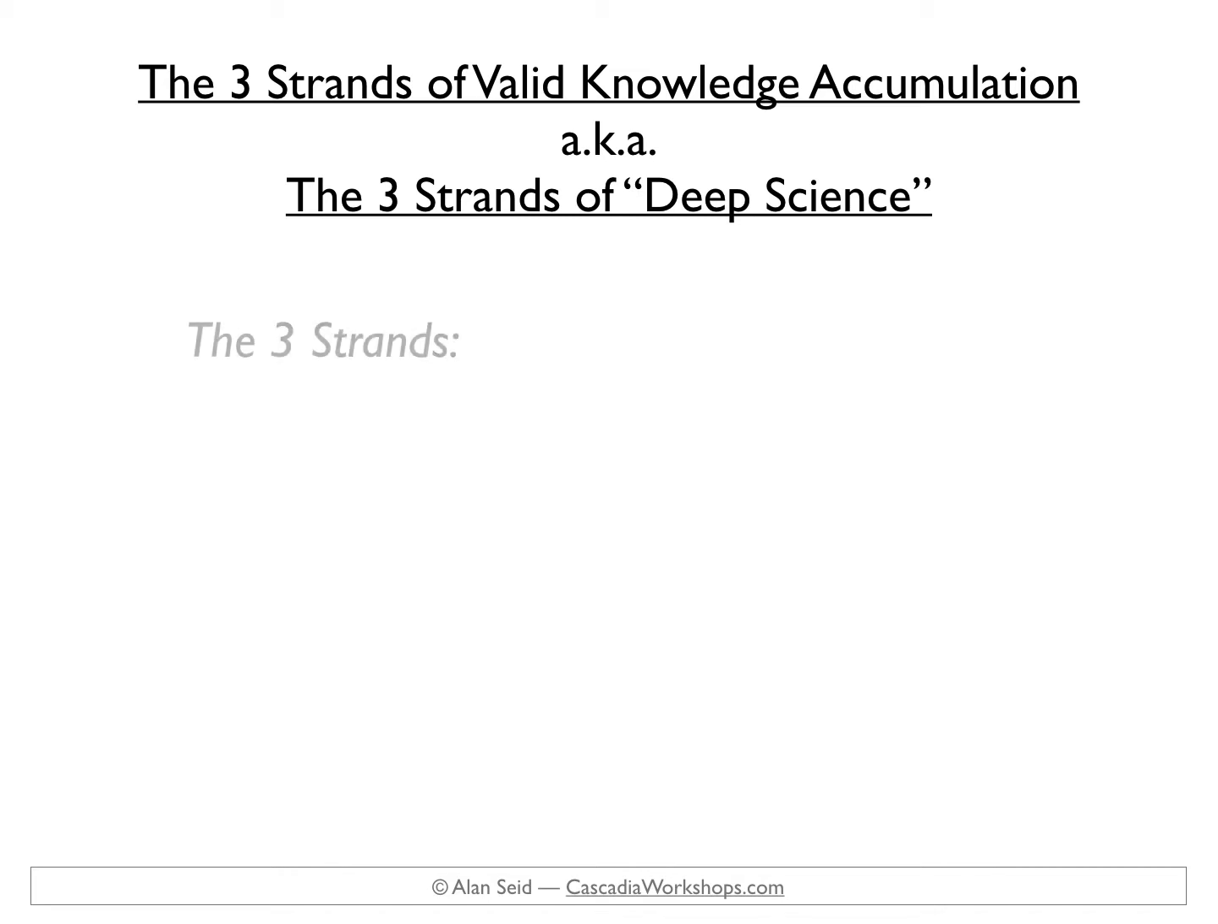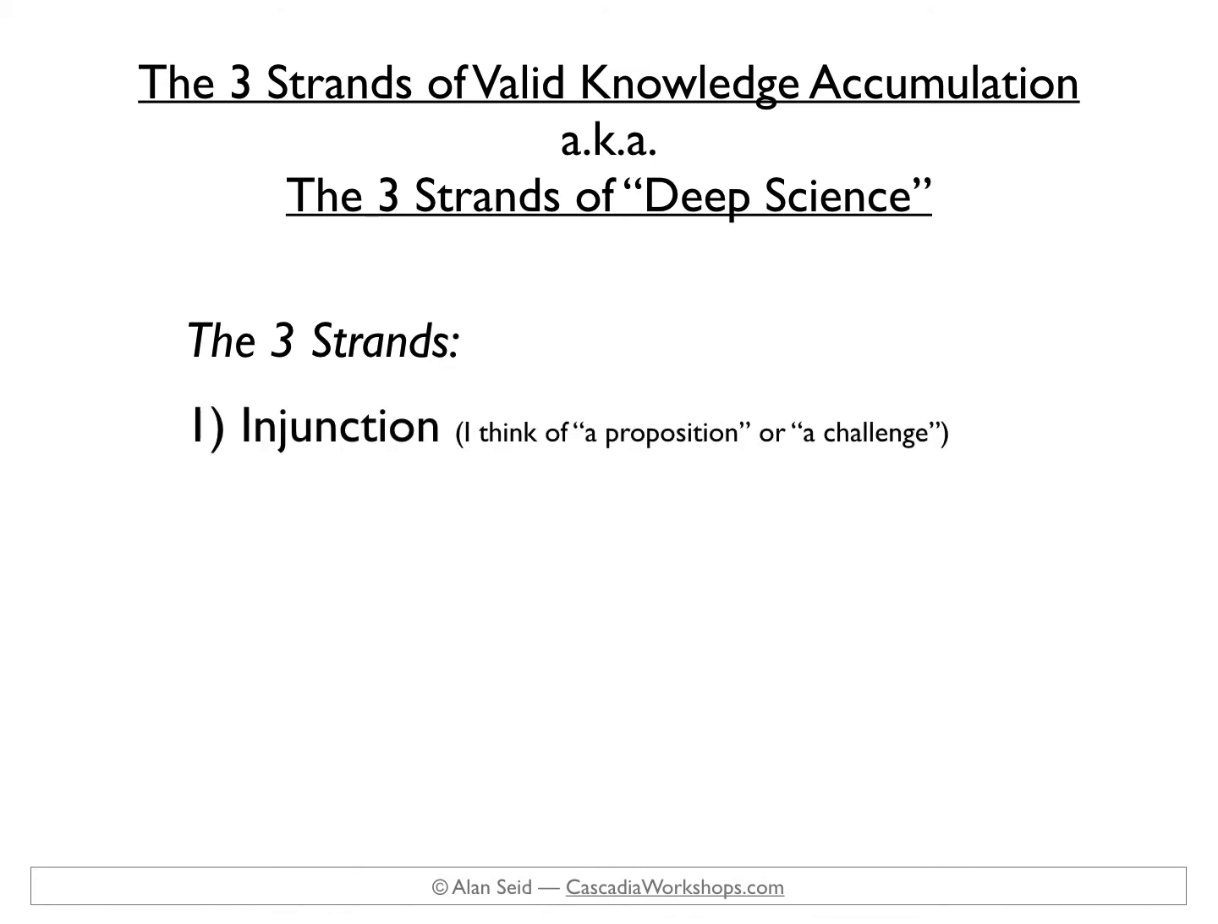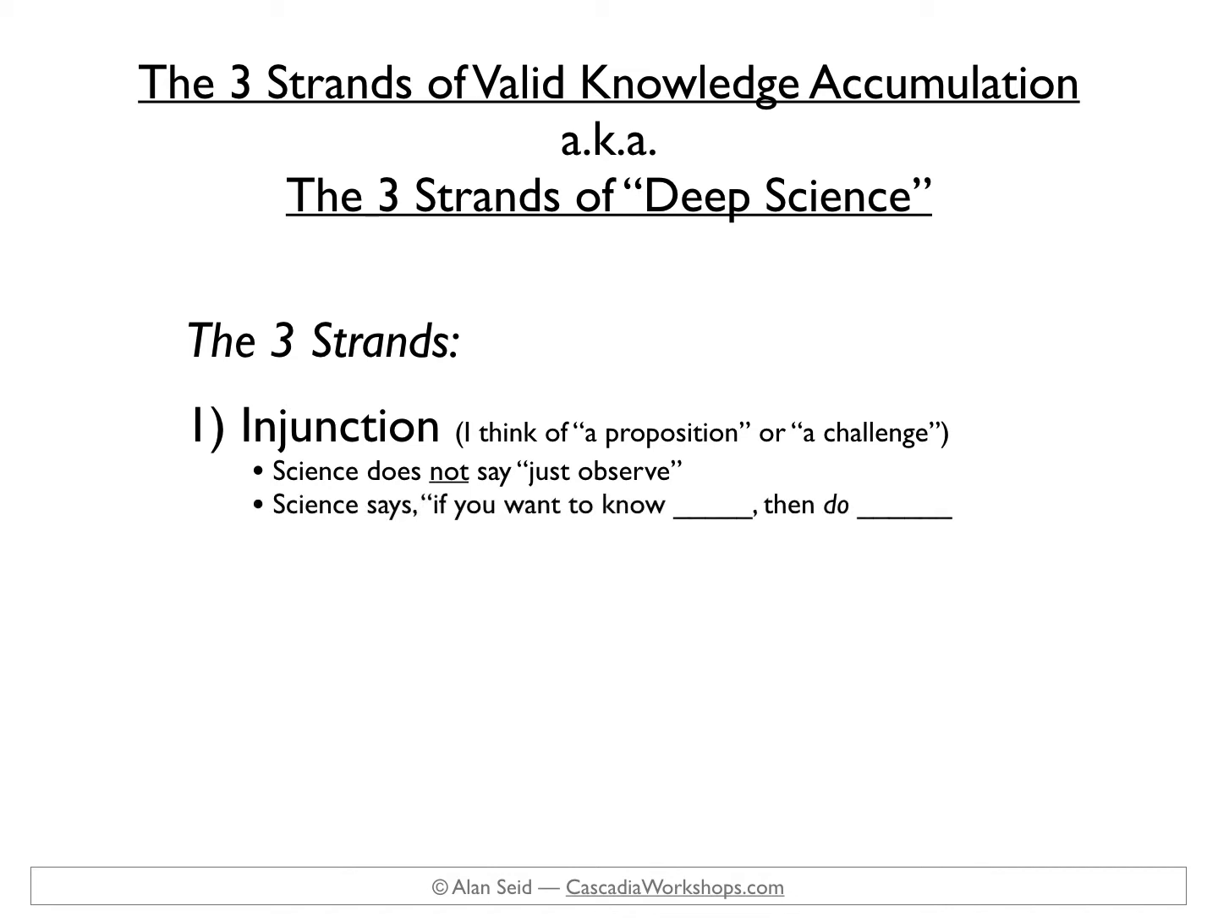So the three strands of valid knowledge accumulation. The first is an injunction. I think of it as a proposition or a challenge. For example, science does not say, just observe. Science says if you want to know X, then do Y. If you want to know whether a cell has a nucleus, then learn how a microscope works and learn how to stain the slides and look through it. So science says, if you want to know something, then do something.